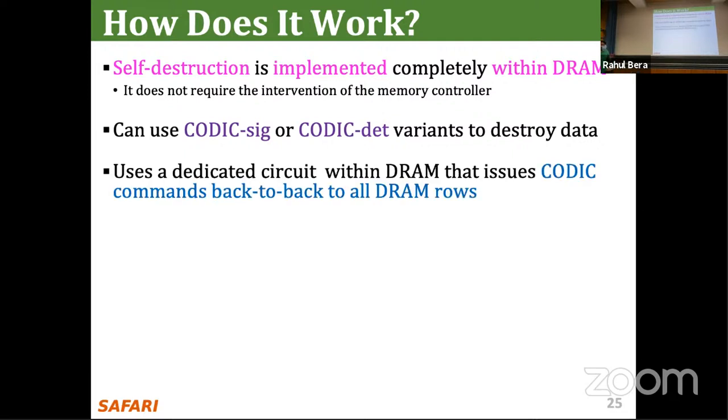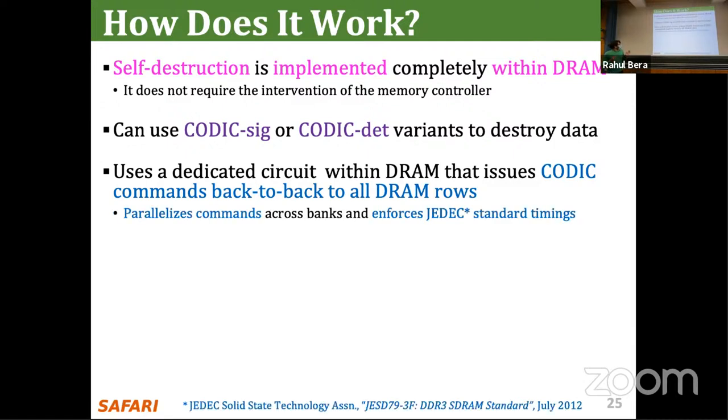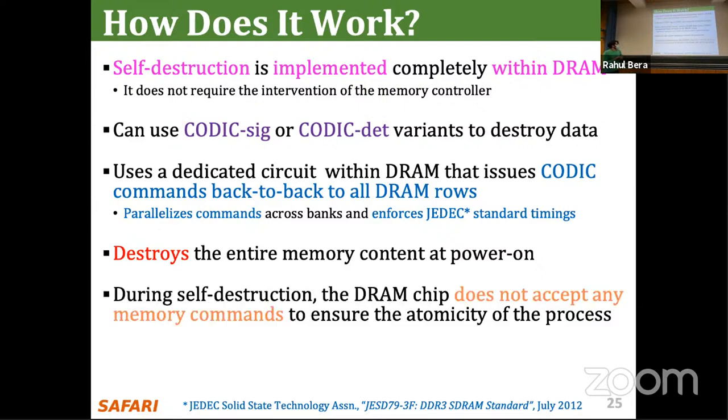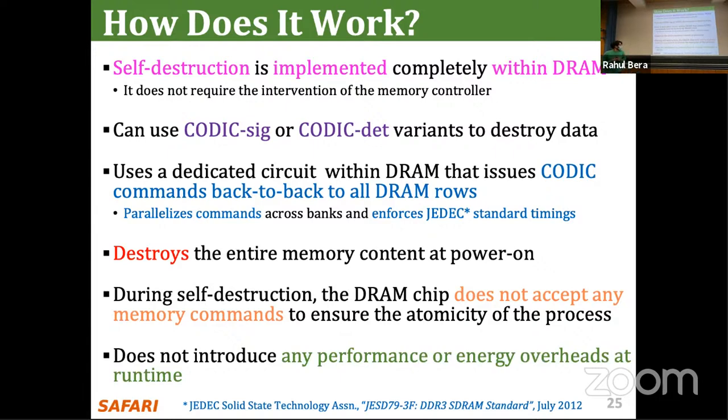It uses a dedicated circuit within DRAM that issues CODIC commands back-to-back to all DRAM rows. It parallelizes commands across banks, enforces the JEDEC standard timings, and destroys the entire memory content at power on. During self-destruction, the DRAM chip does not accept any memory commands to ensure the atomicity of the process. This mechanism does not introduce any performance or energy overheads at runtime because we only need to do it when we power on the DRAM. So it doesn't have any overhead at runtime.